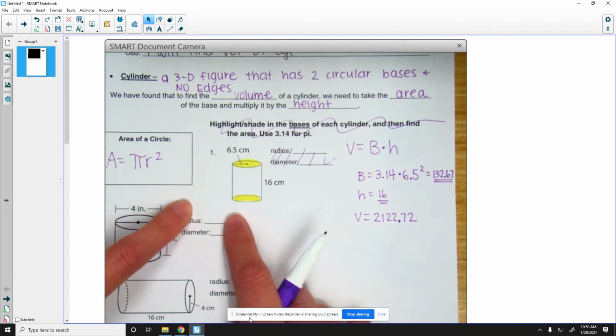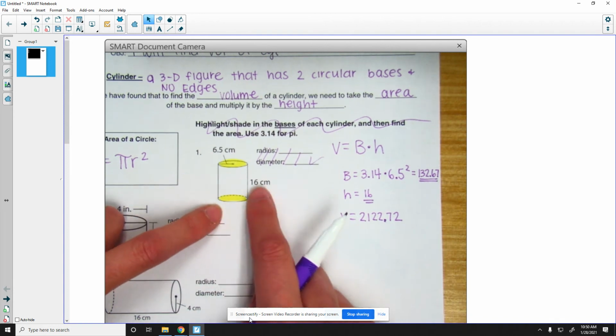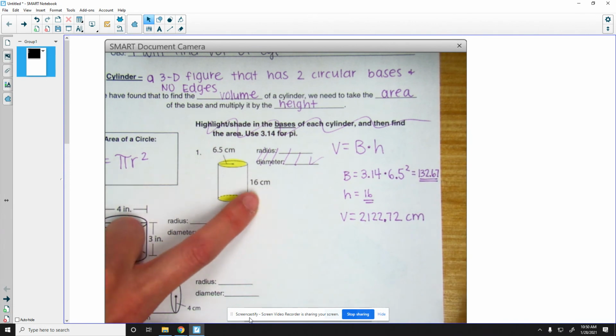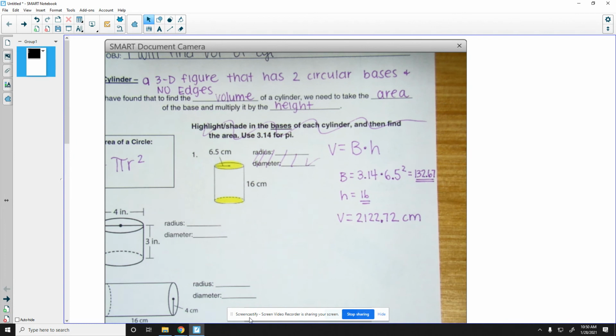One final thing though, since this is a real world problem, my units are in centimeters, and this is volume. So does anyone know, is it centimeters? Is it centimeters squared? Is it centimeters cubed? What do you think? To what power is this thing? 1, 2, or 3?